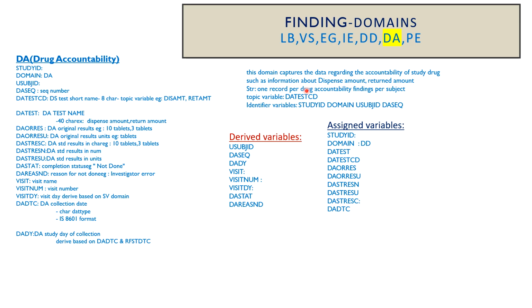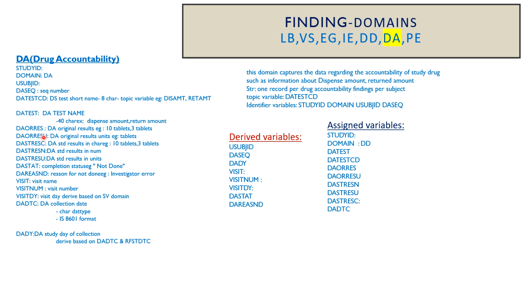This domain captures the data regarding the accountability of study drug. The structure will be one record per drug accountability finding per subject. The topic variable will be DA test code. Identifier variables will be common. In DA domain, these are the variables that will come: study ID, domain, unique subject ID, sequence number, test and test code.